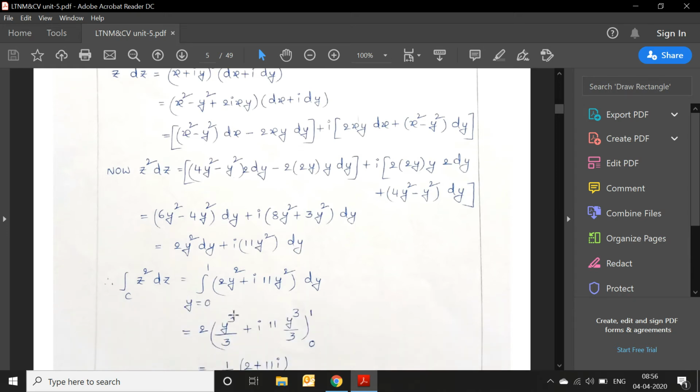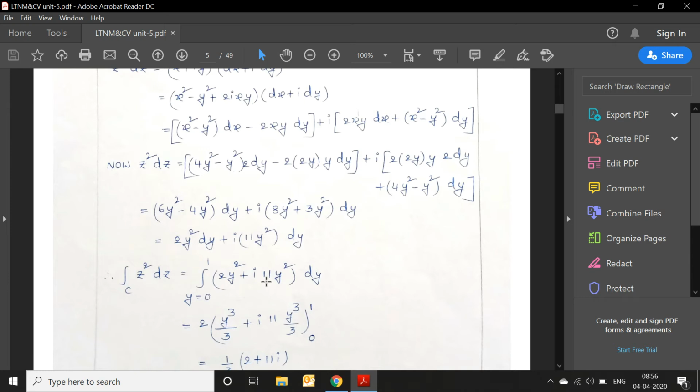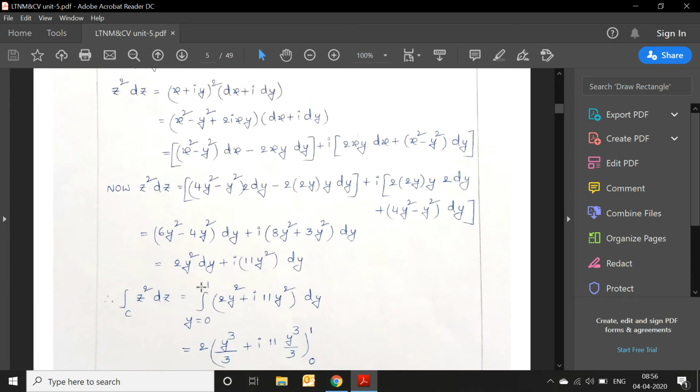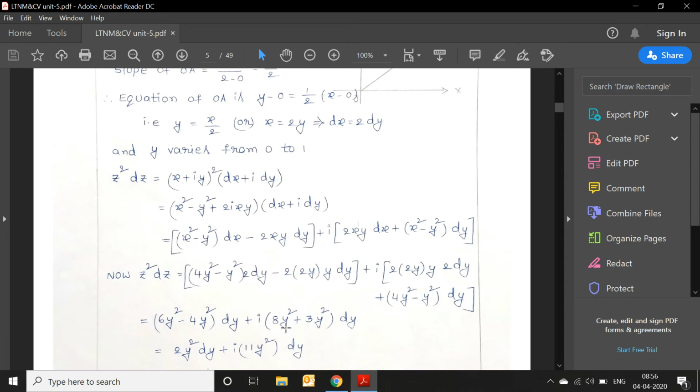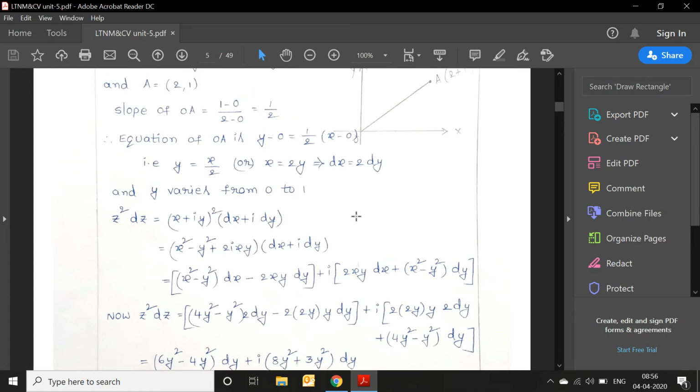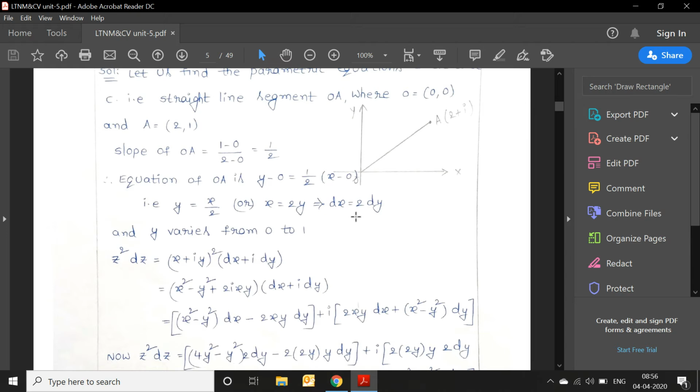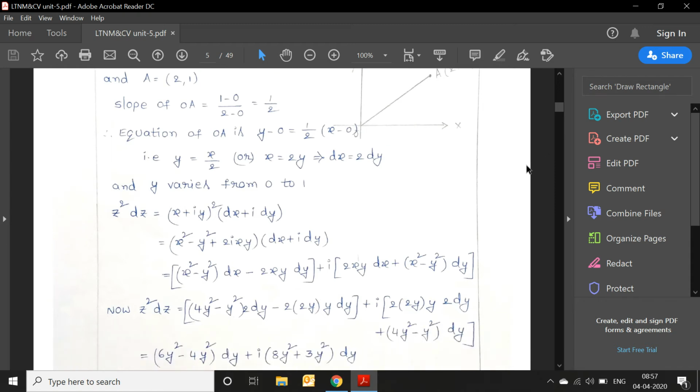Here we can simply integrate the function y square, taking the common factor (2 plus 11i), which is a constant, outside. The integration of y square is y cube by 3, with limits 0 to 1. How do we take the y limits? Because our given function has totally changed into y, we can take the integration limits for y. Here the lower limit is (0, 0) and the upper limit is (2, 1). From that we can take the y limits: y limits are 0 and 1. So that's why the y limits are 0 to 1.